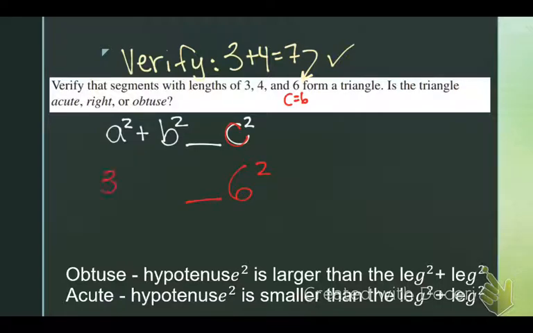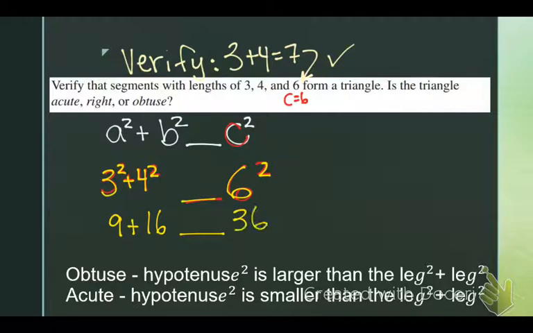So that means 3 squared and 4 squared. I don't know if you can really see the red. All right, so we figured these out. 3 squared is 9. 4 squared is 16. We're going to compare that to 6 squared, which is 36. So what's 9 plus 16? 25.